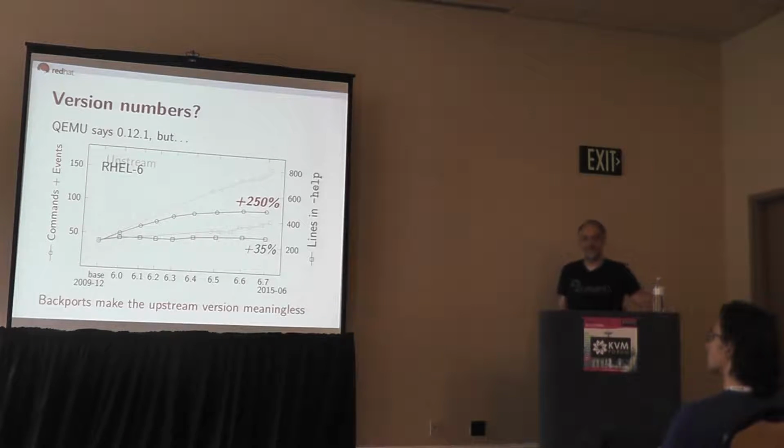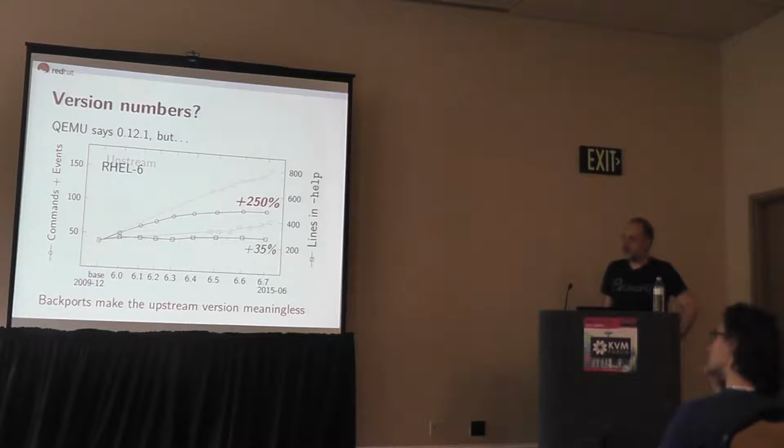0.12.1, but it's a RHEL 6 QEMU. And it has changed a little bit since we forked it off upstream. The graph shows how it has changed. The black line with the square marks, that's the number of lines in dash help, and it has grown by 35%. The red line with the round marks, that's the number of QMP commands and events, and it has grown by 250%. Backports make the upstream version meaningless.